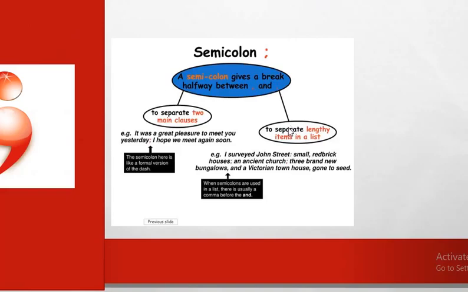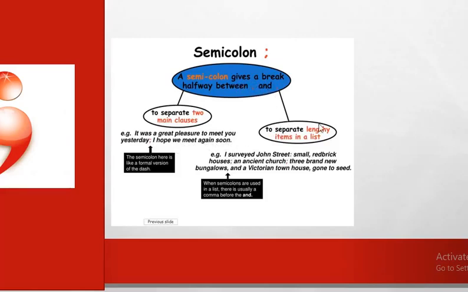Next punctuation mark is semicolon. A semicolon gives a break halfway between a comma and a full stop. A semicolon is used to separate two main clauses. For example, it was a great pleasure to meet you yesterday; I hope we meet again soon.